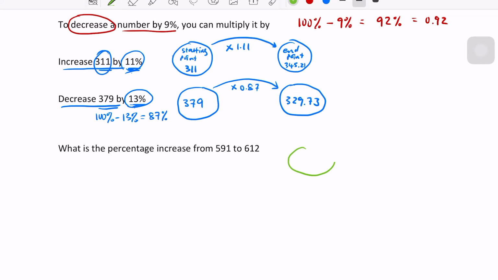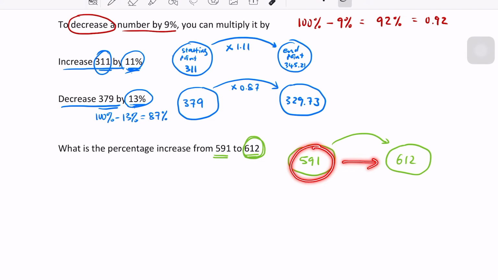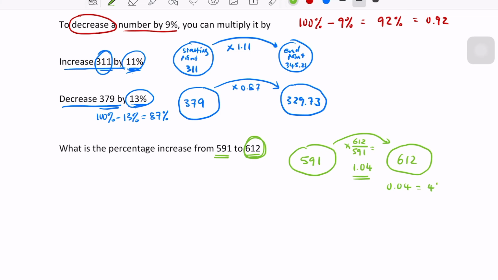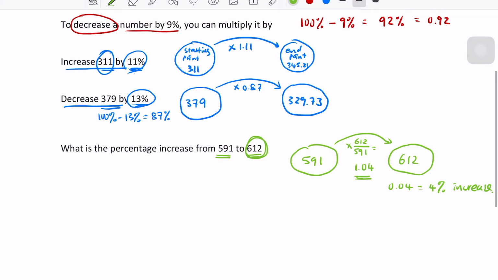This question is very similar. You will always start by drawing your bubble diagram. It says from 591 to 612. So 591 is in your starting point and then end point is 612. So what do I multiply to go from 591 to 612? Well, you have to multiply by 612 over 591. It's 1.04 to 2 decimal places. Now compare this with 1. It's 0.04 more than 1. That means it's a 4% increase because it's more than 1.